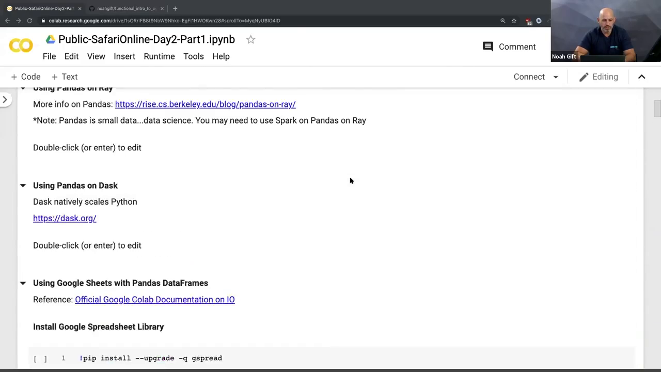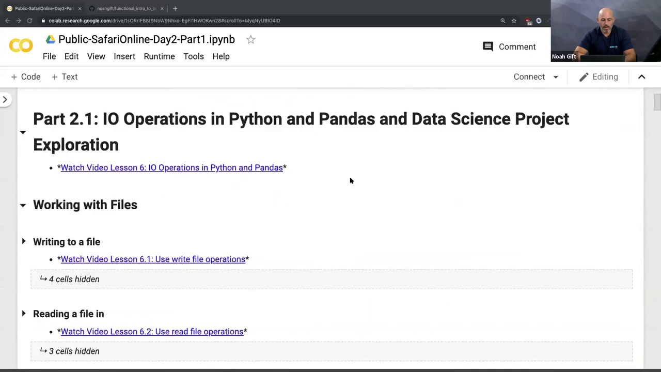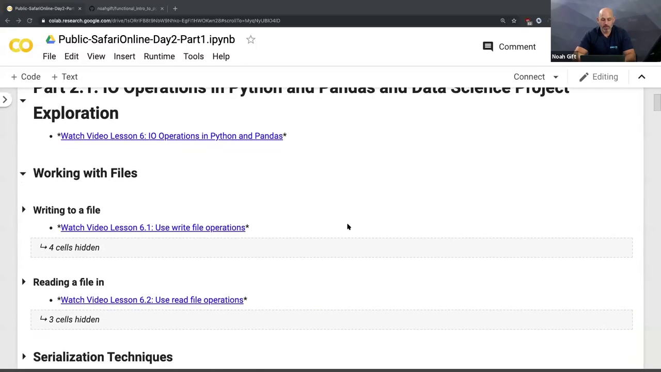So let's go ahead and start at the beginning of this notebook here. What we're going to talk about is some of the things that happen in a data science project around I/O. And in particular, when you do data science, you need to get the data from somewhere. And this often becomes a really difficult problem: how do I actually get data into my system and deal with it?